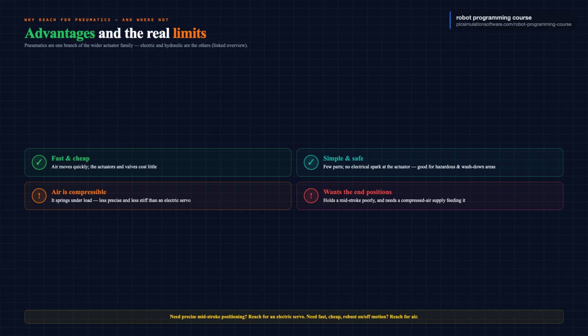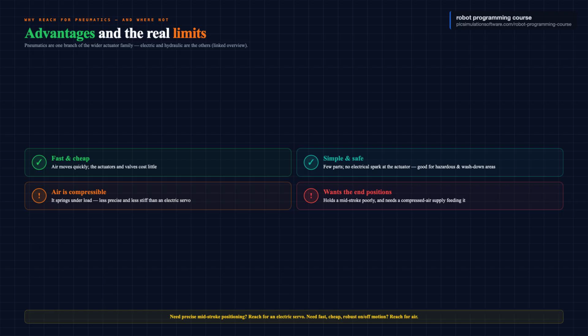But there is a trade-off. Air is compressible. It springs a little under load. So a pneumatic actuator is less precise and less stiff than an electric servo. And it really wants the two end positions, not a held mid-stroke. You also need a compressed air supply feeding it.